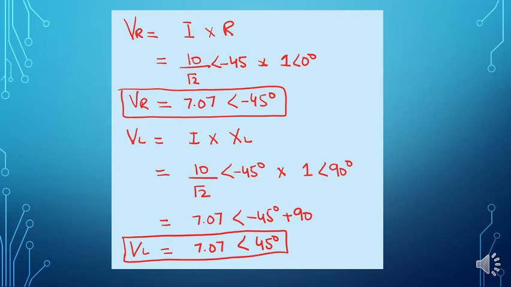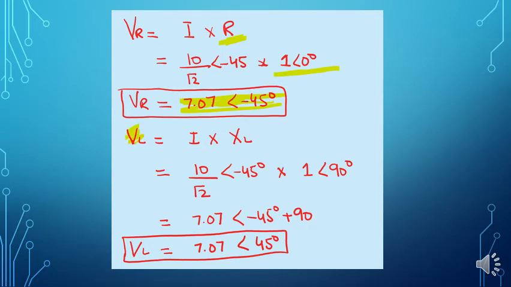To find the voltage drop across the resistor R, we will multiply the current, which we found in our previous step, with the value of resistor R. Now, as we know, the resistor R has an angle of 0 degrees and the current, as we found in our previous step, was 10 over root 2 with angle minus 45. By adding 0 and minus 45, we get this value: 7.07 and angle minus 45.